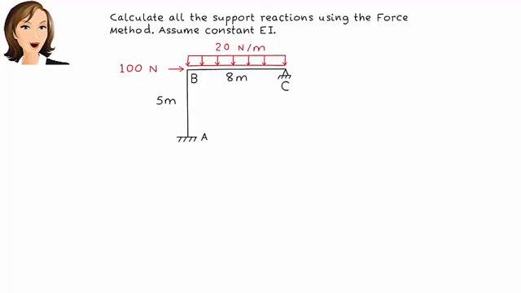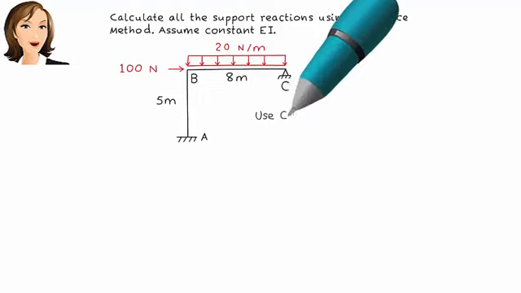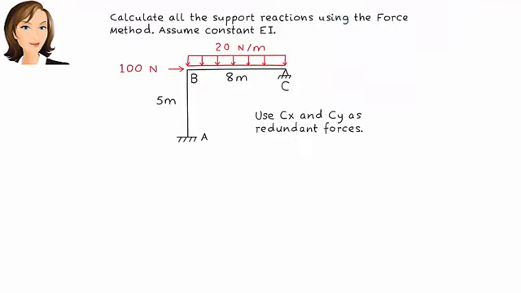Here we have a statically indeterminate frame subjected to a concentrated load and a uniformly distributed load. We wish to analyze it using the force method. The frame has a degree of indeterminacy of 2, so we need to pick 2 of the reactions as redundant forces. Let's make the support reactions at C redundant.